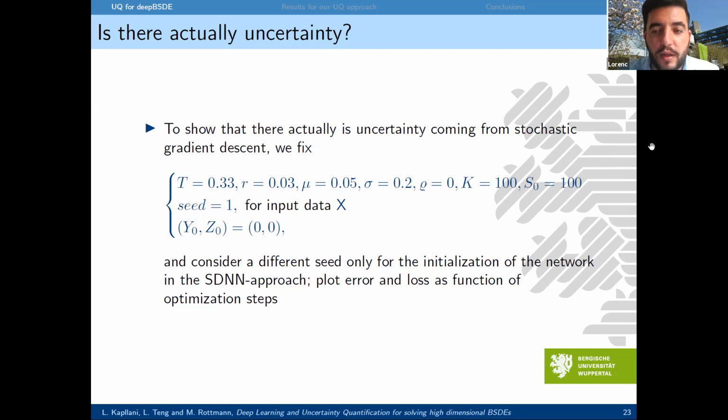So we have all these parameters, and to see this uncertainty coming from the stochastic gradient, we fix the seed for our input data, which comes from the forward process, and also the initialization of our solution. We just keep it at 0, 0. Then we consider a different seed only for the initialization of the network weights. And then, as a function of the optimization steps, we plot the error and the loss.